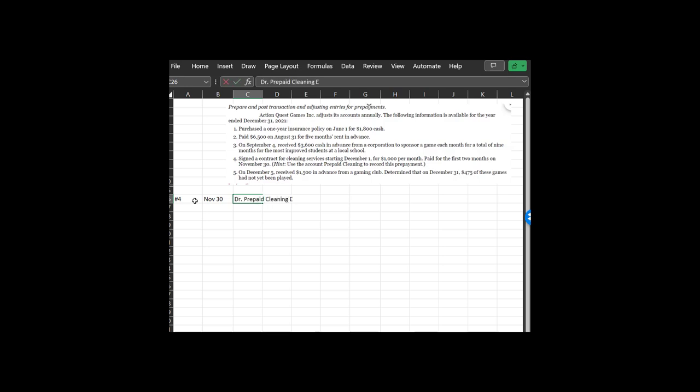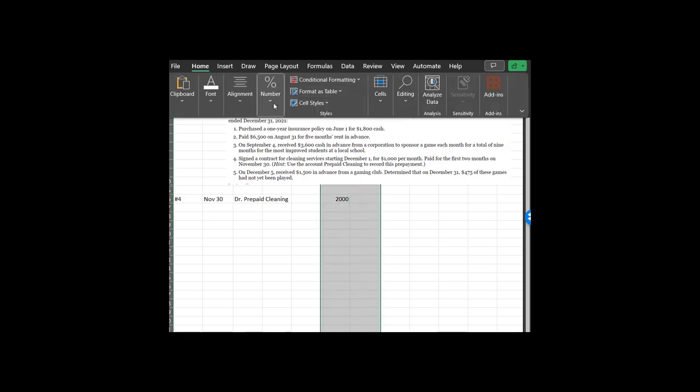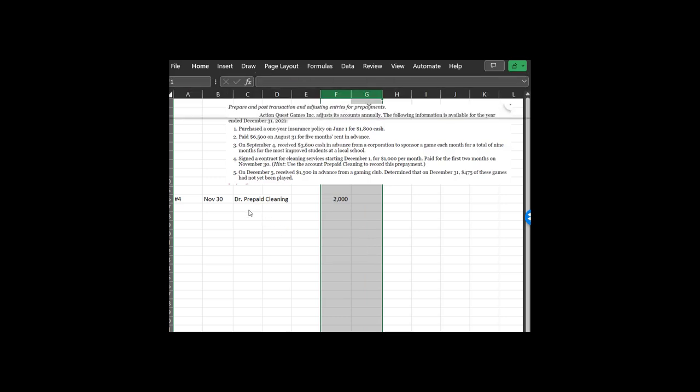prepaid cleaning expenses, or just prepaid cleaning. And how much did we pay? We paid the first 2 months, so that would be 2 times $1,000. Cool. And then where do you think the credit is gonna go? All right, so the credit's gonna be cash because that was cash that went out the door. Cool. So then on December 31st, what is our adjusting entry going to be?